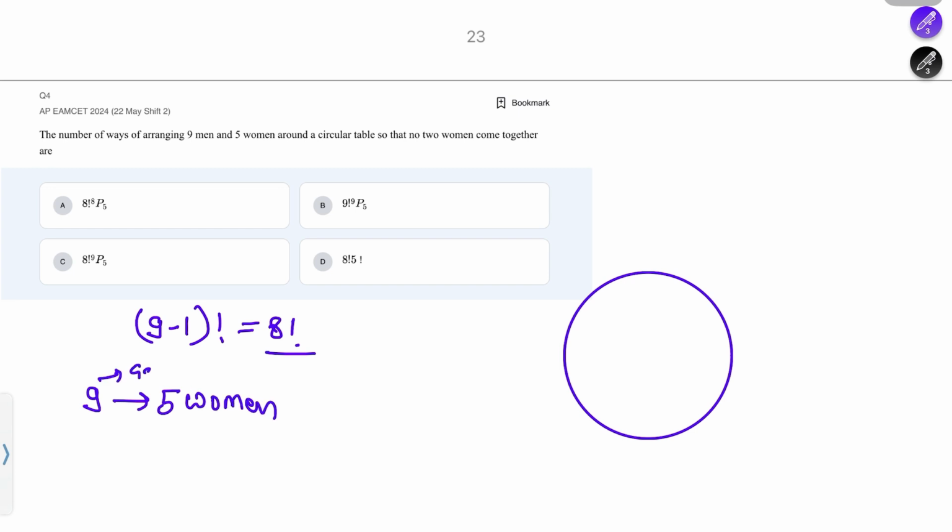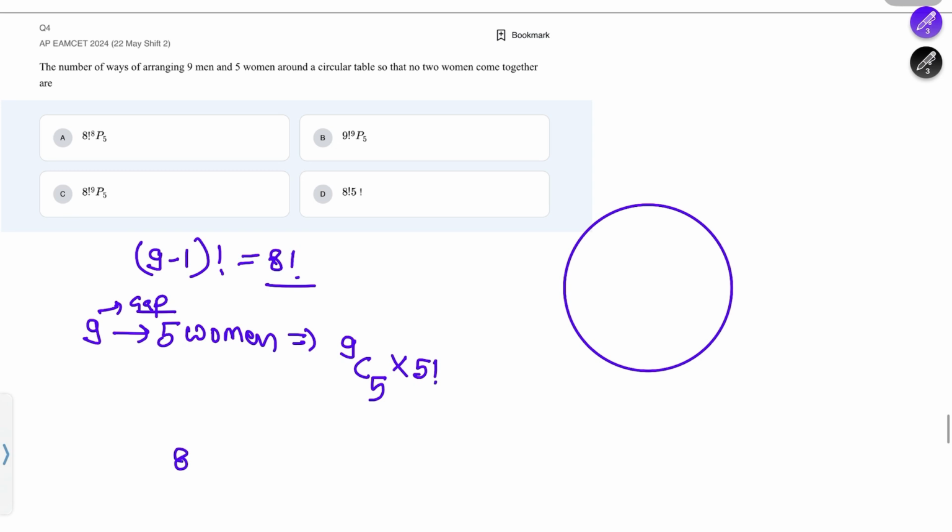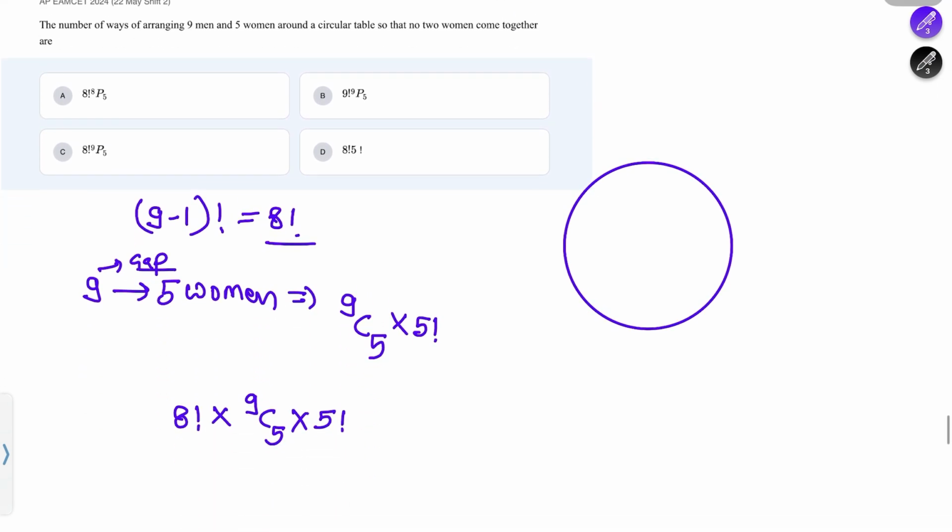In the 9 gaps we can arrange the 5 women. So firstly select the 5 gaps out of 9 gaps, and arrange them according to 5 factorial. It is an easy process. So 8 factorial is the arranging of men, and after that select 9 choose 5 gaps and arrange the 5 women. The question is also given in the form of P. No problem: nCr into r factorial is equal to nPr.